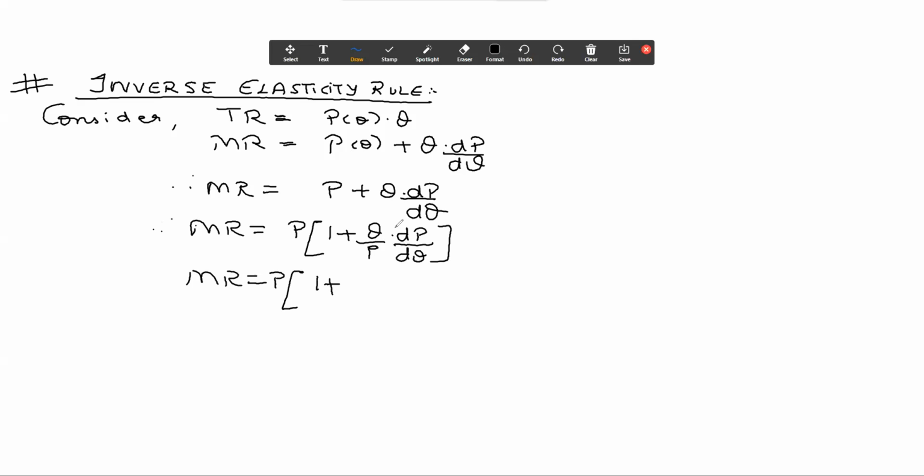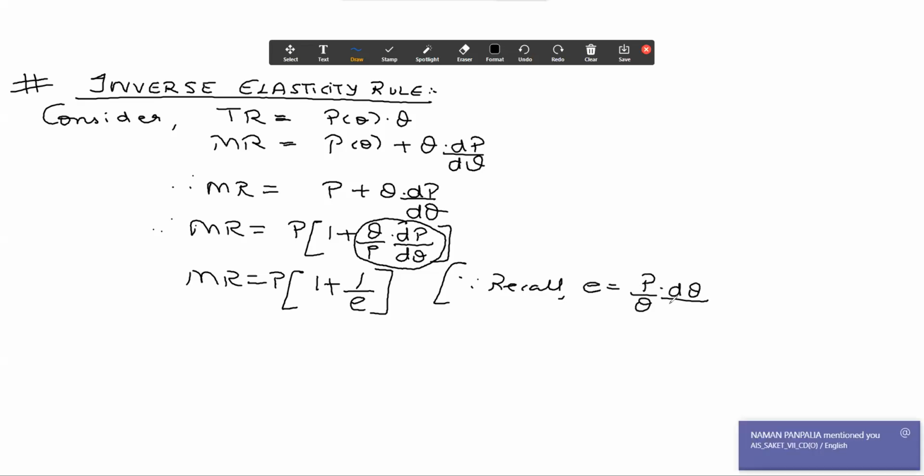And what is this whole term? You can see it is the inverse of elasticity. Recall, elasticity is nothing but P by Q into dQ by dP. So Q by P into dP by dQ will be the inverse of elasticity, which is 1 upon E.